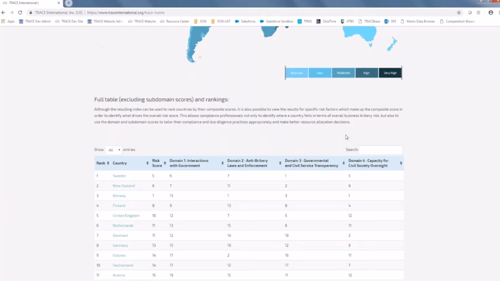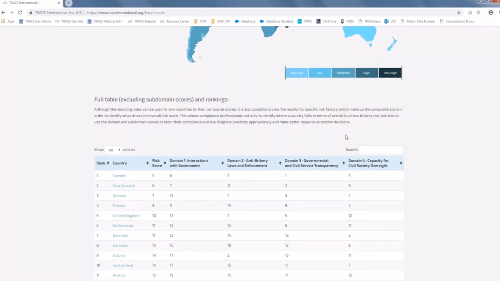A similar understanding animates our inclusion of Domain 4, capacity for civil society oversight, and that includes analysis of the degree to which there's press freedom, allowing journalists to investigate allegations of government corruption and expose them, bring them to light, and then also the degree to which there is a strong civil society in a country. Those two together, we believe, have a significant effect, both deterrent and exposing, on bribery, and therefore end up reducing bribery risk.